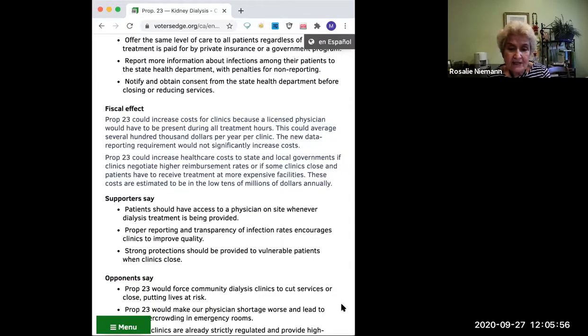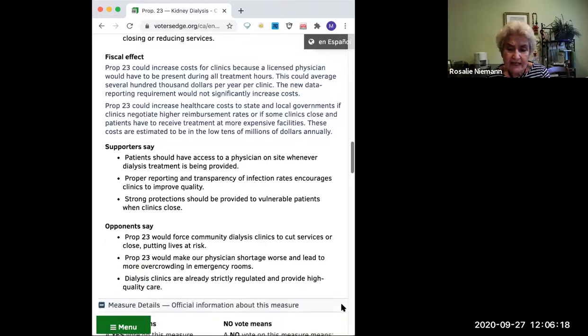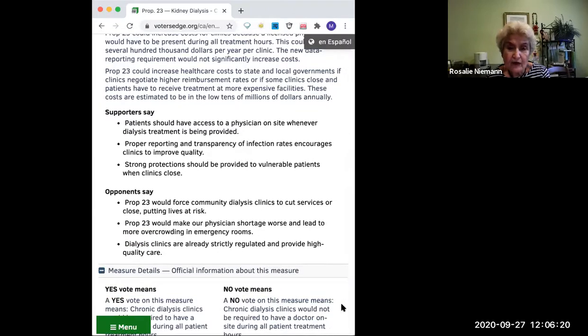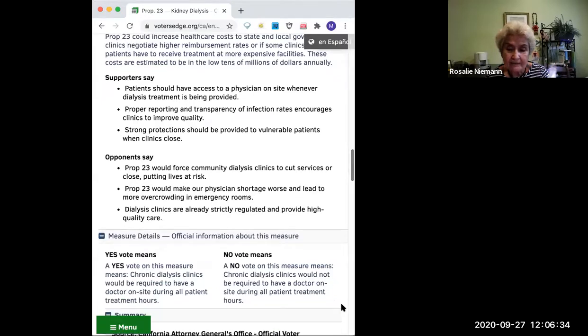Supporters say patients should have access to a physician on site whenever dialysis treatment is being provided, and proper reporting and transparency of infection rates encourages clinics to improve quality, and strong protection should be provided to vulnerable patients when clinics close. The opponents say Prop 23 would force community dialysis clinics to cut services or close, putting lives at risk. Prop 23 would make our physician shortage worse and lead to more overcrowding in emergency rooms. And dialysis clinics are already strictly regulated and provide high quality care.